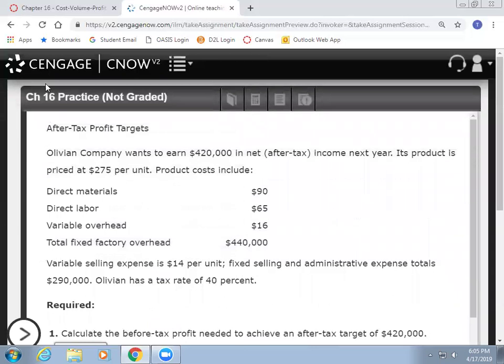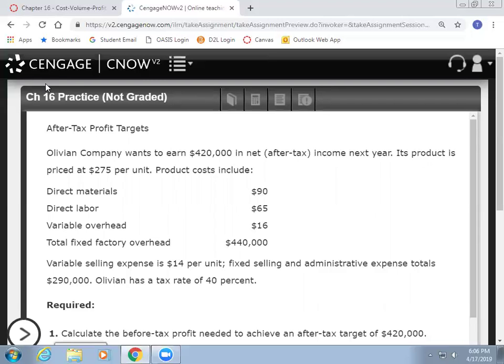And this one, you know, trying to kind of give you a mix of different questions. So this one, we're looking at after-tax profits. So here, they're wanting us to calculate the before-tax profit to reach an after-tax profit. So here we have Olivia and Company wants to earn $420,000 in net after-tax income. Its product is priced at $275 per unit. We have all of our variable and fixed costs listed, and then we have a tax rate of 40%.